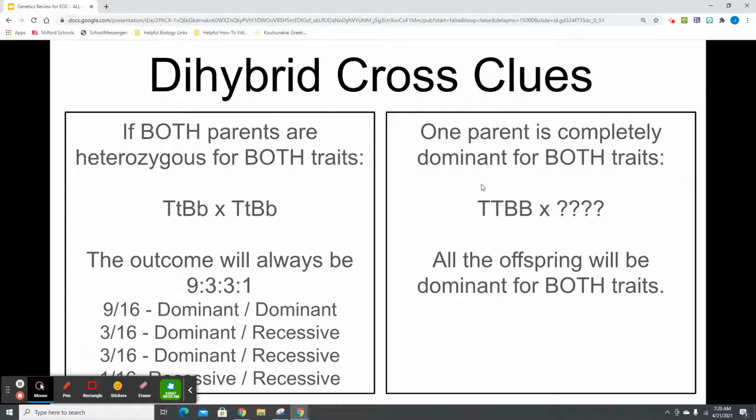The other clue is that if one parent is completely dominant, then all of the offspring will be dominant for both traits, no matter what the second parent is. If one parent is completely dominant for both traits, all of the offspring will be dominant no matter what. So these 2 clues can help you out.